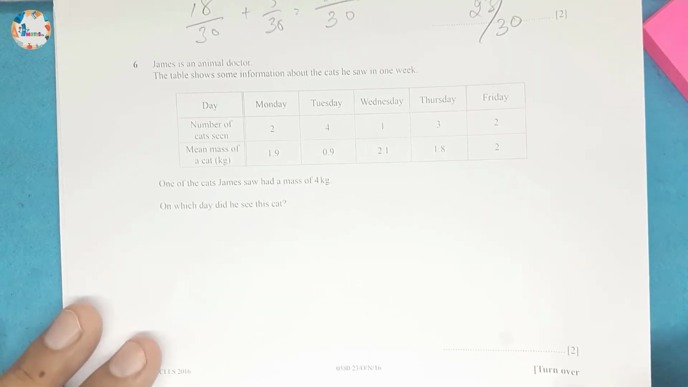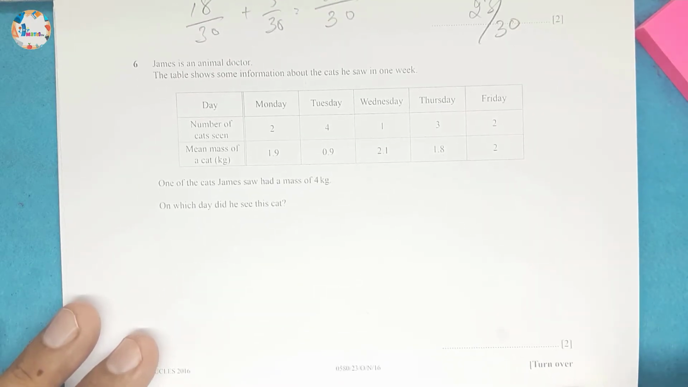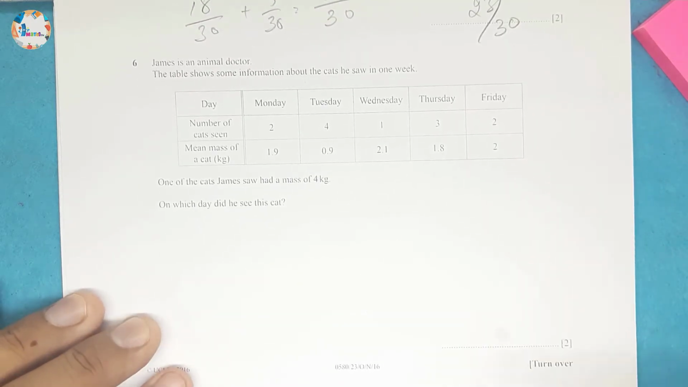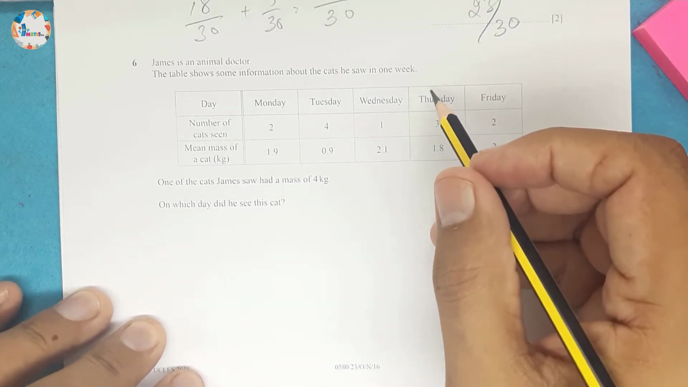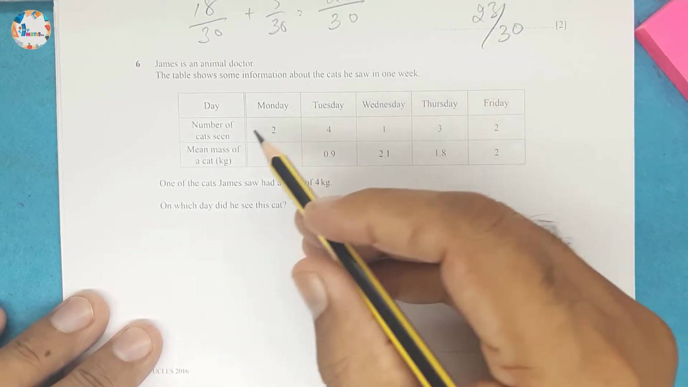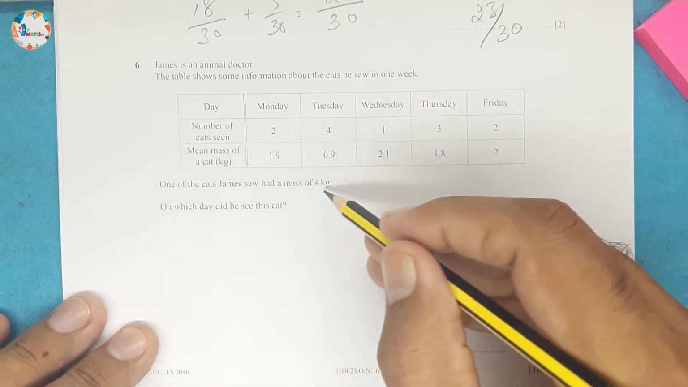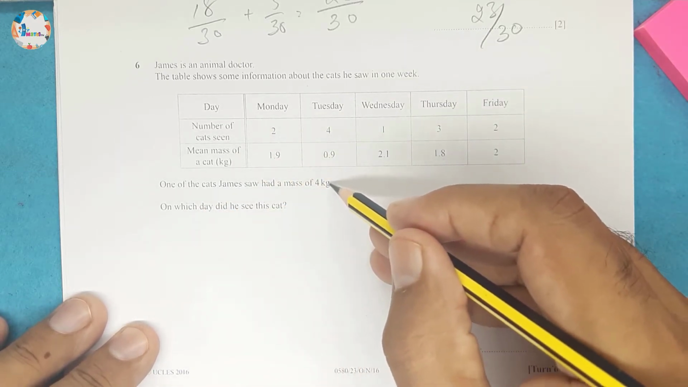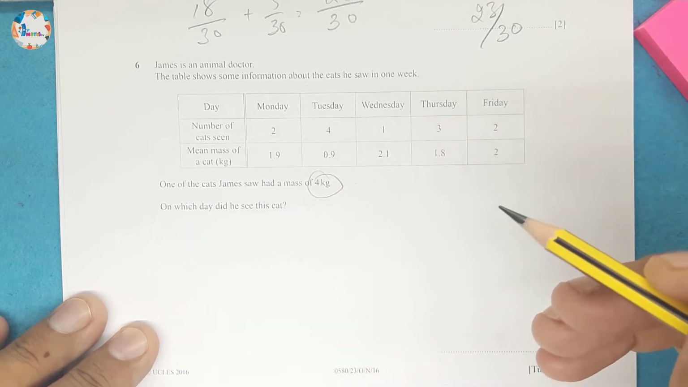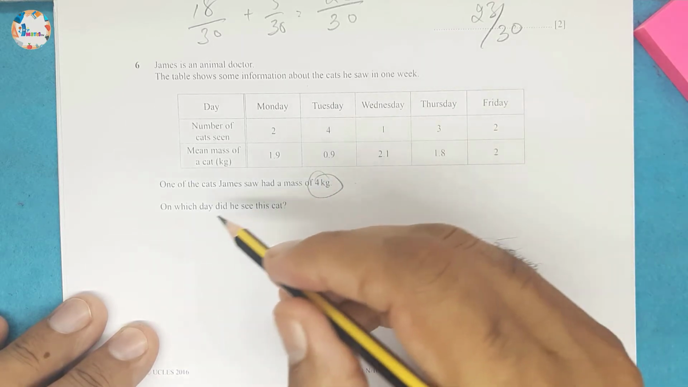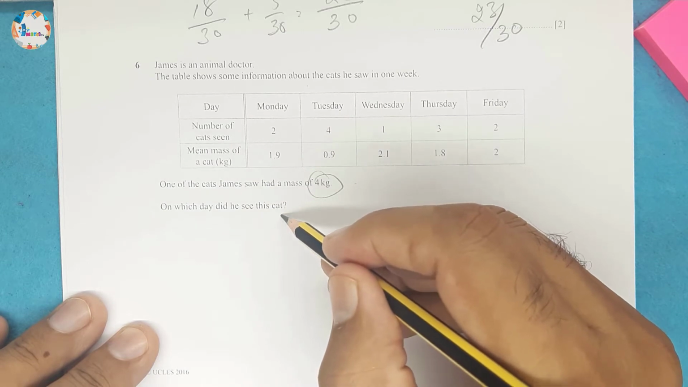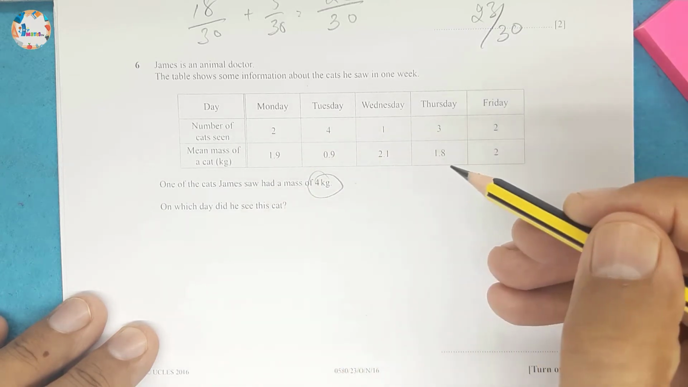Question number 6. James is an animal doctor. The table shows some information about the cats he saw in a week. So we have the number of cats and the mean mass. One of the cats James saw had a mass of 4 kg. On which day did he see this cat?